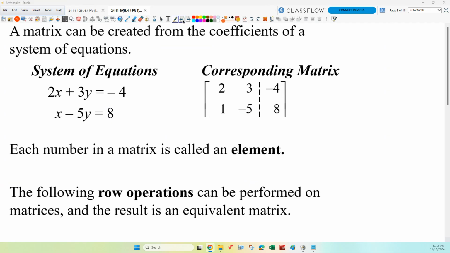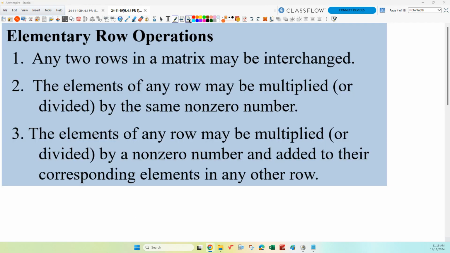Same thing. Instead of dividing by a number, though, with row operations, it's always easiest to multiply by a fraction instead. Like dividing by 4 would be the same as multiplying by 1/4, exactly, right? Okay, and then the third thing is the elements of any row may be multiplied or divided by a non-zero number and then added to the elements in another row. Okay, that seems like a lot of stuff, but again, you've done this.